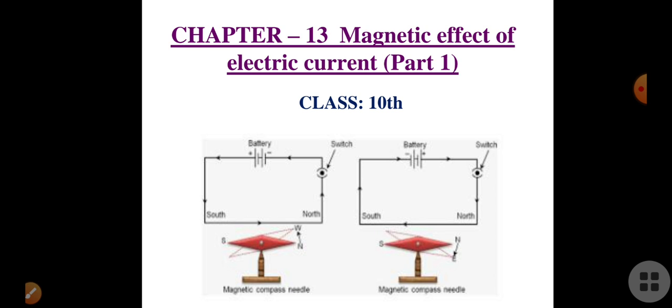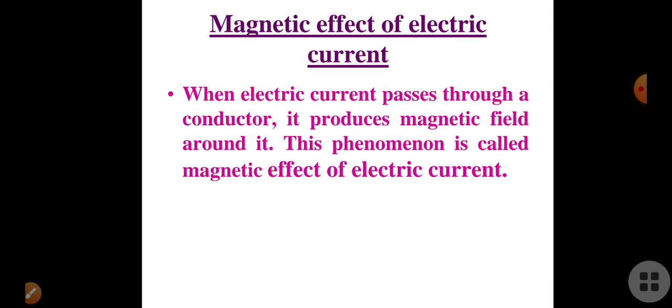And today we are going to start a very interesting chapter, chapter 13, Magnetic Effect of Electric Current. So, what is magnetic effect of current? What is the meaning of this topic? As the name suggests, it is the magnetic effect produced due to passage of electric current. When electric current passes through a conductor, it produces a magnetic field around it. And this phenomenon is called magnetic effect of electric current.